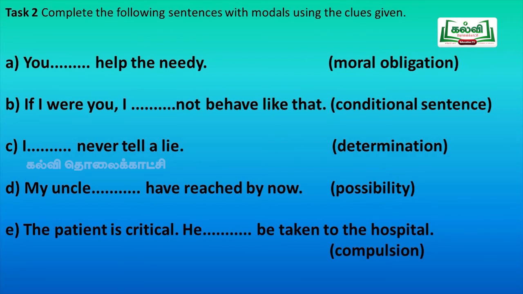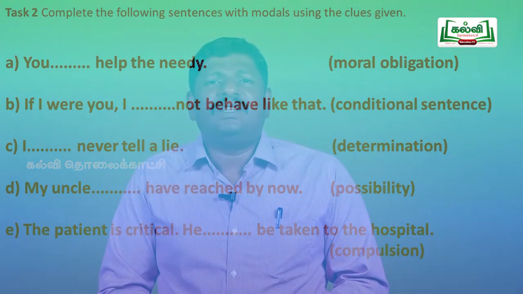The patient is critical. He dash be taken to the hospital. And here you have to express with the clue of compulsion. Right. You can use should or must. Must. The patient is critical. He must be taken to the hospital. Right. We have completed a few sentences from task 1 and task 2 from your textbook page number 14.